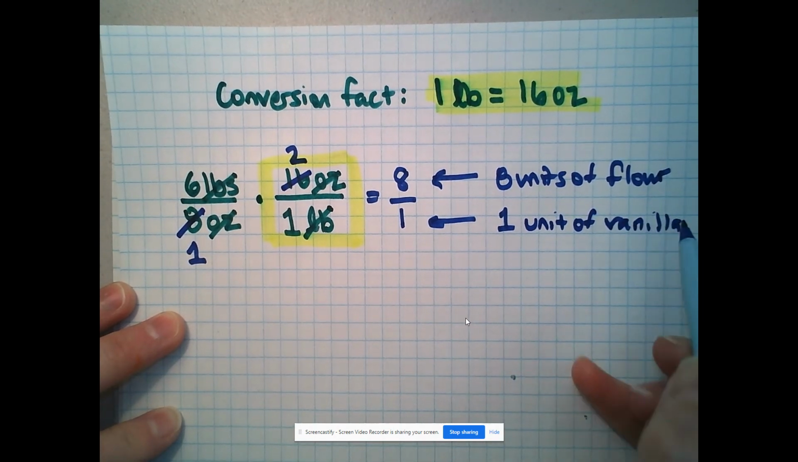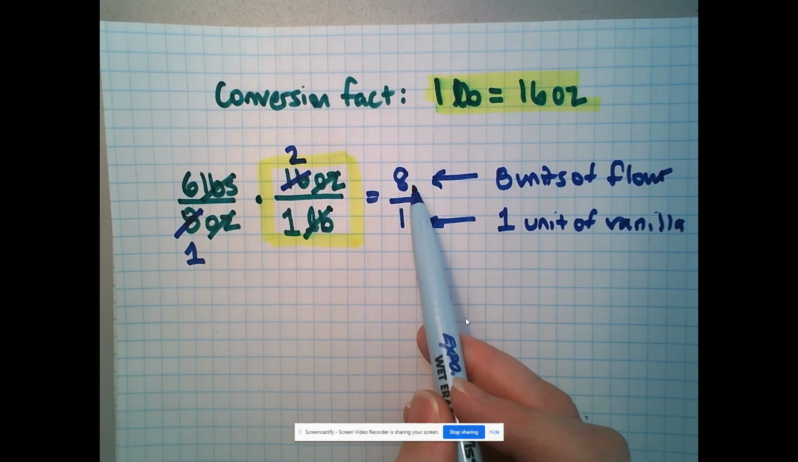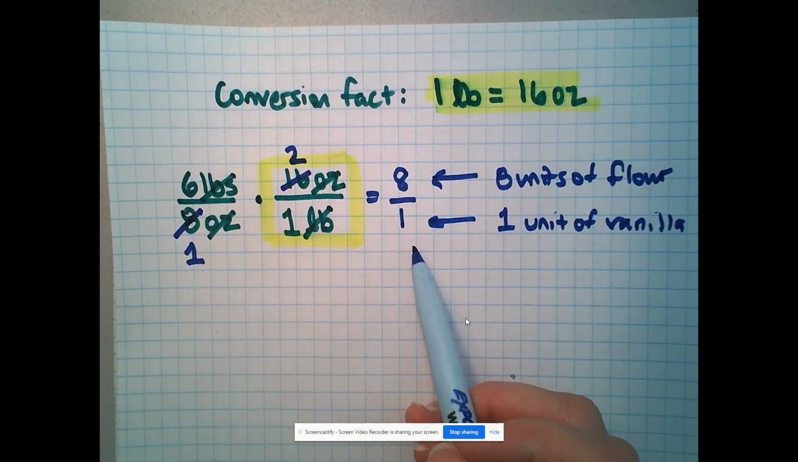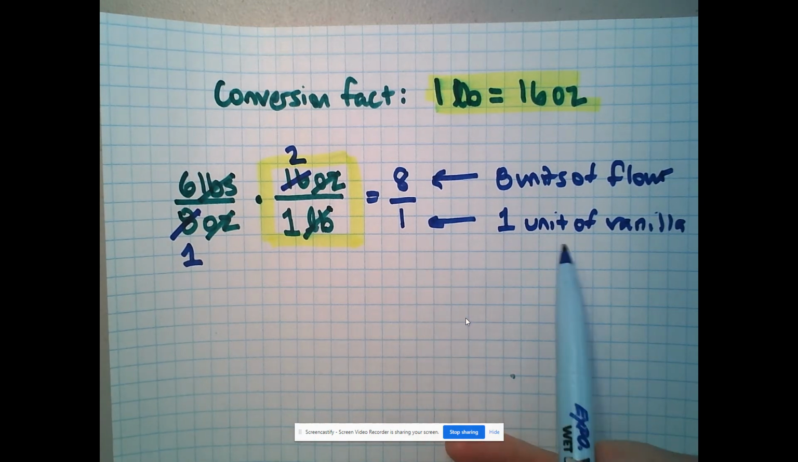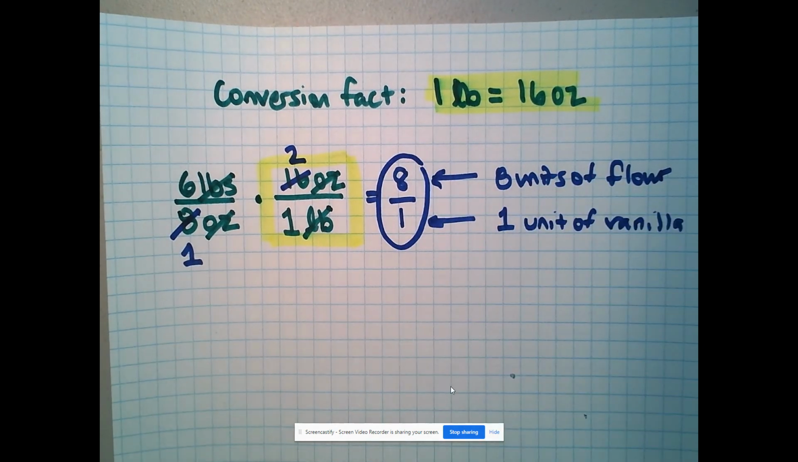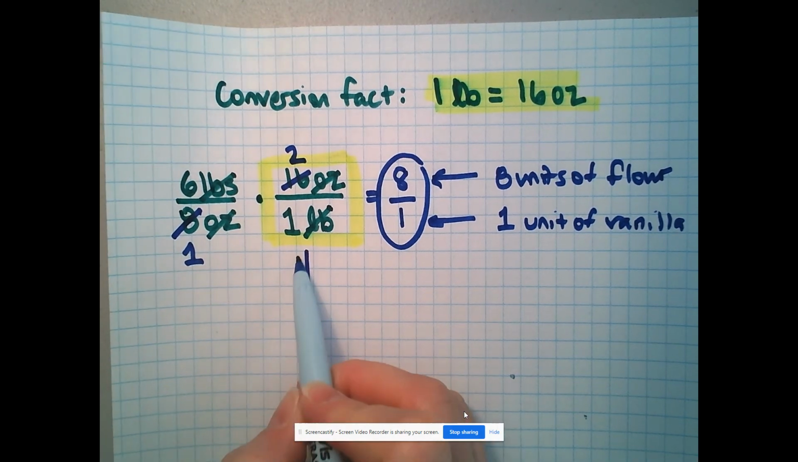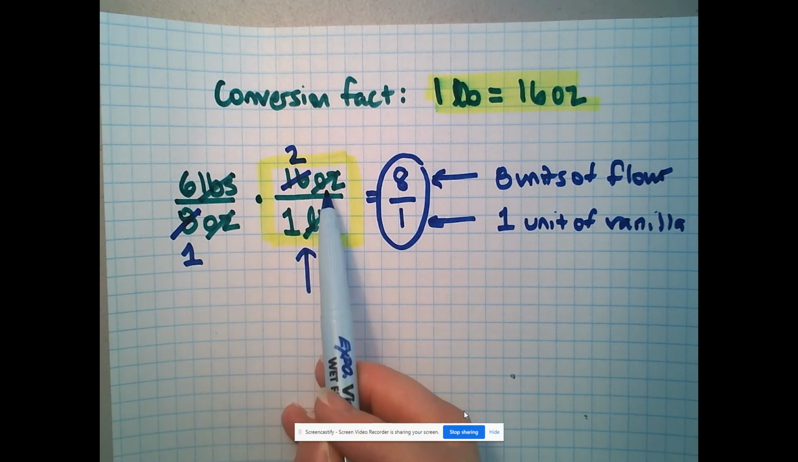So let's say this was a batch of cookies. I would say 12 cups of flour to every 1 cup of vanilla, or I could do 12 tablespoons of flour to every 1 tablespoon of vanilla. But now that the units are gone, I can just say it's 12 units of whatever compared to 1 unit of whatever. So that's what we're looking for. We're looking for a ratio that no longer has the units attached to it. I chose to make this fraction 16 ounces over 1 pound specifically because I wanted the ounces on the bottom to cancel the ounces on the top.